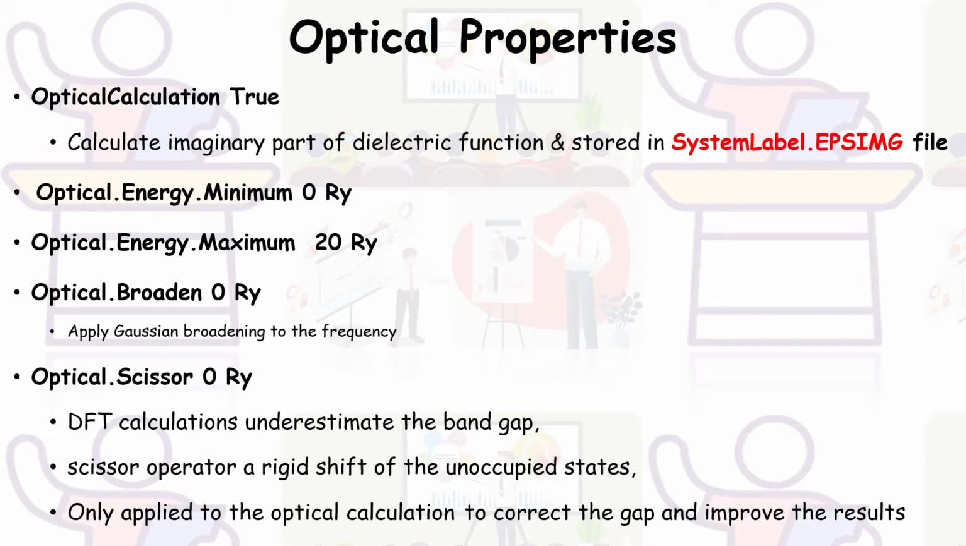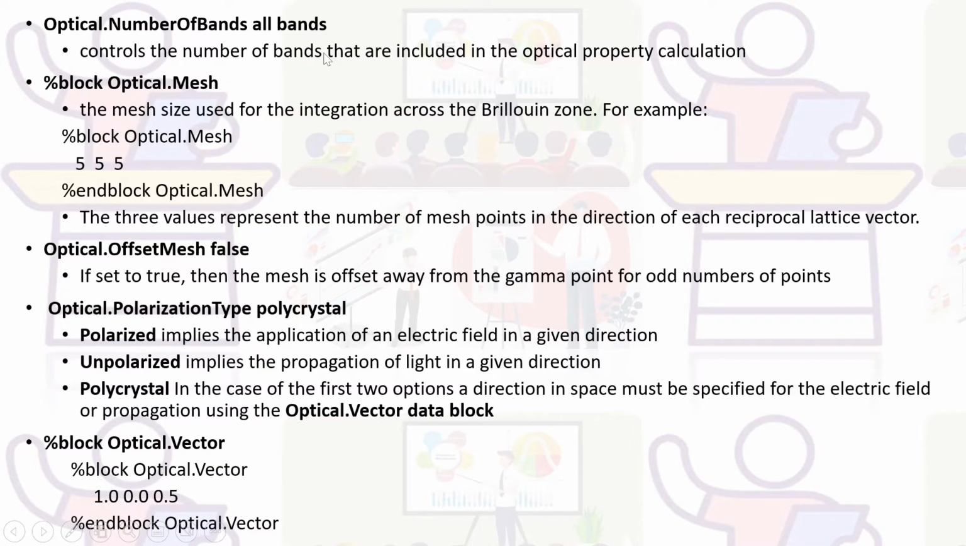DFT calculation underestimates the band gap. So the scissor operator is a rigid shift of the unoccupied states. It is only applied to the optical calculation to correct the gap and improve the results. Okay? Optical number of bands. So we want to calculate all bands. This basically controls the number of bands that are included in the optical property calculation.